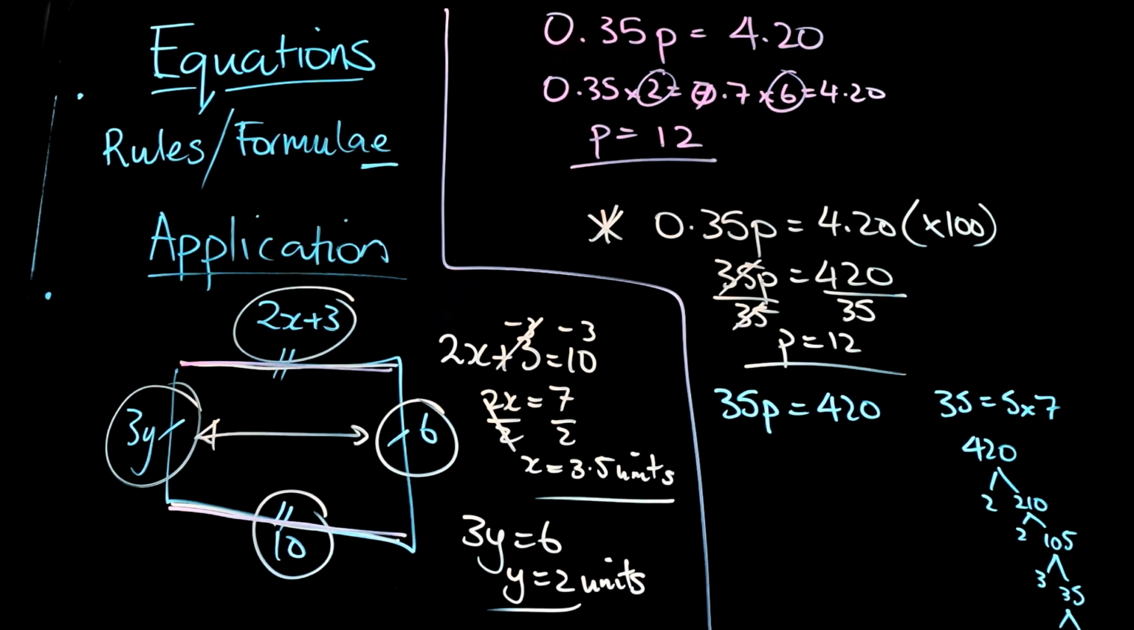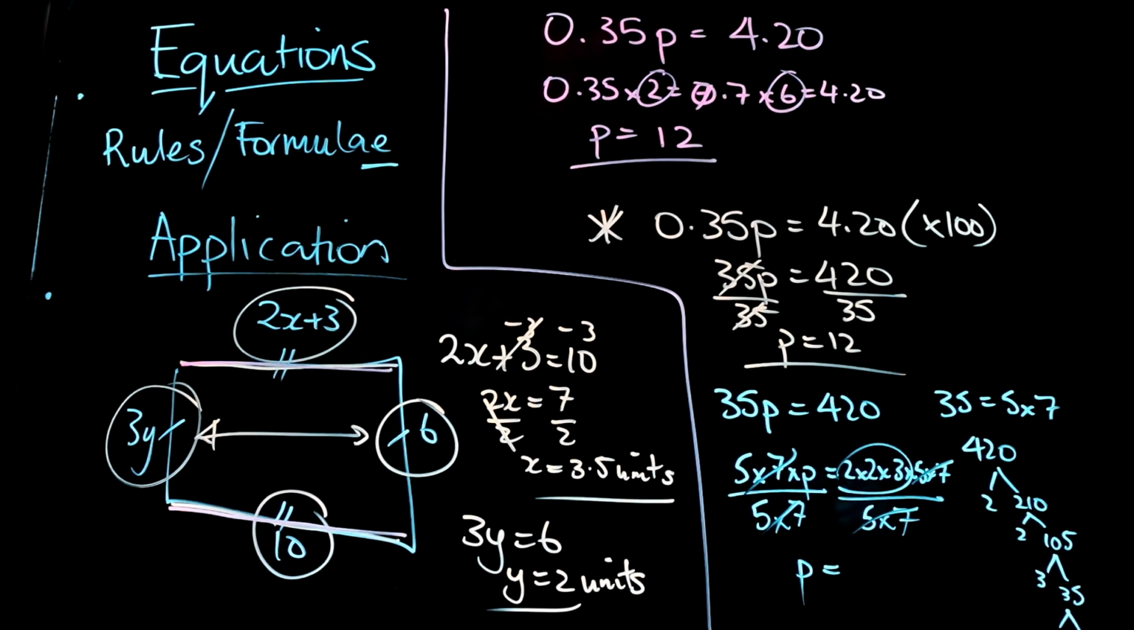Okay, so I've got everything that I need, and here's just a little way I want to highlight something to you. If we change everything into prime factors, that's equal to 2 times 2 times 3 times 5 times 7, and we divide both sides by 5 times 7. The value of P, they're going to cancel, and what am I left with? I'm left with 2 times 2 times 3, which is 4 times 3, which is equal to 12.